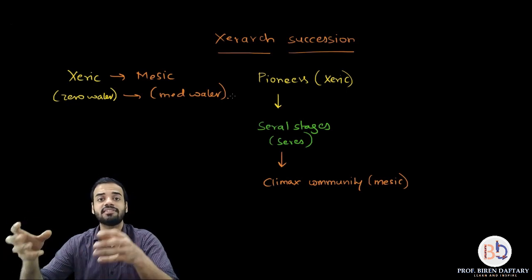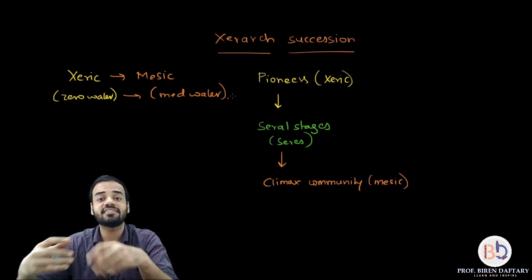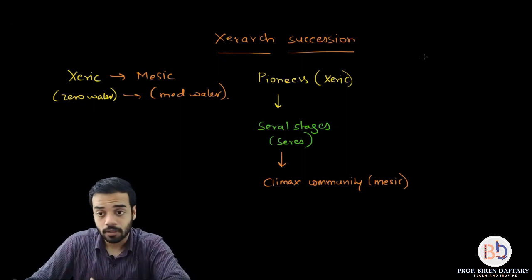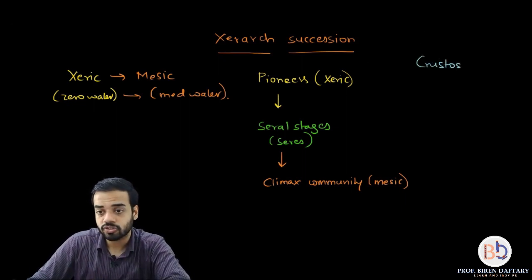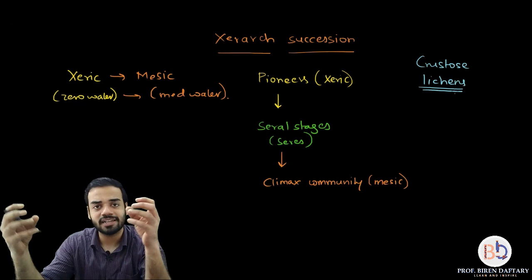So what happens is, these lichens which are present, they grow on the rocks. Okay, and these lichens are called crustose lichens. If you want, I will write down the word over here, crustose lichens. See, what are lichens? Lichens are basically a symbiotic association where algae and fungi live together.